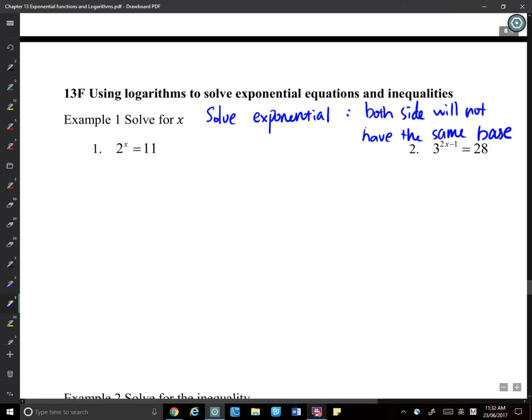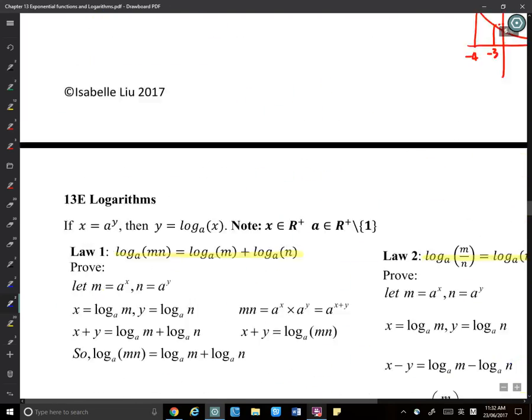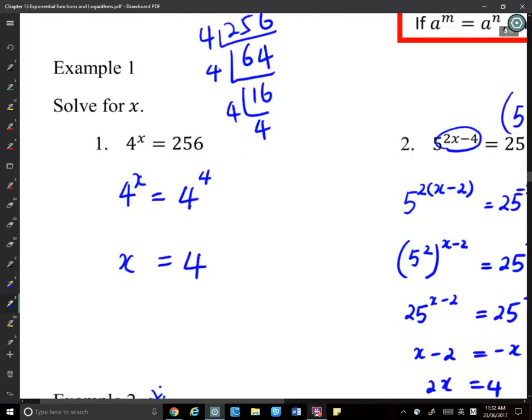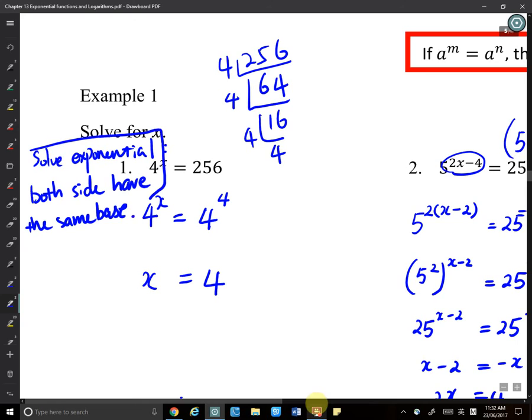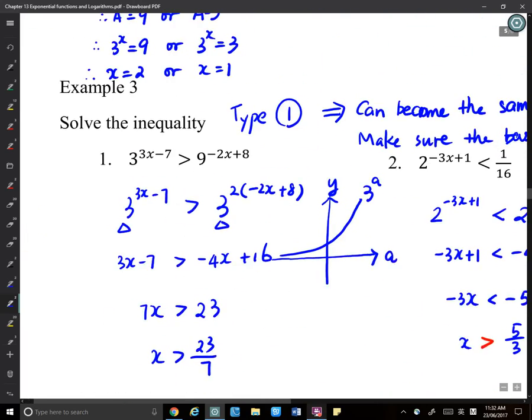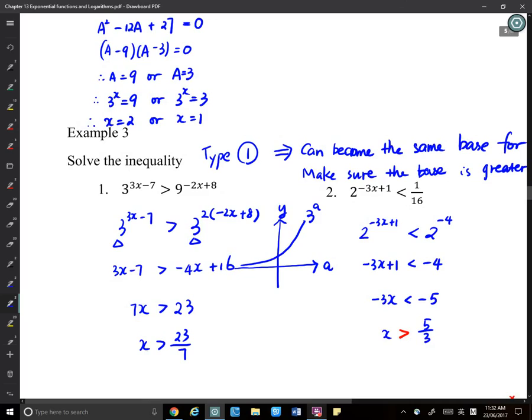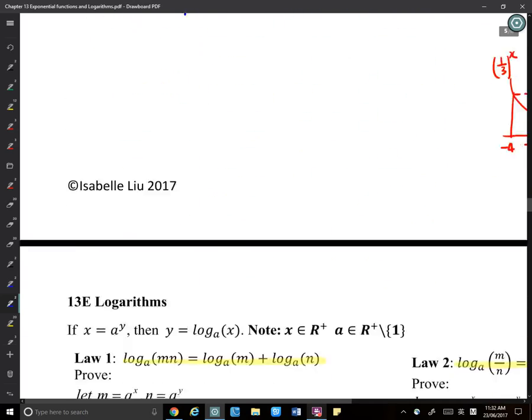Okay, we have learned how to solve exponential equations at the very beginning. This page is about solving exponentials as well. For this one, both sides have the same base. We just make the same base and equalize the power. When we solve inequalities, again, both sides have the same base.